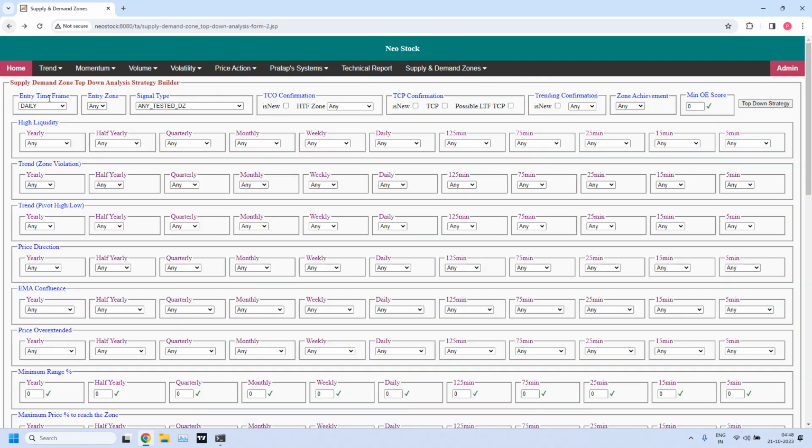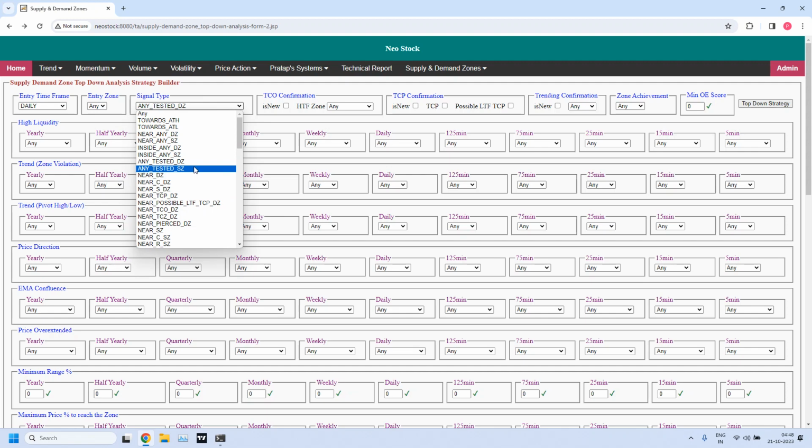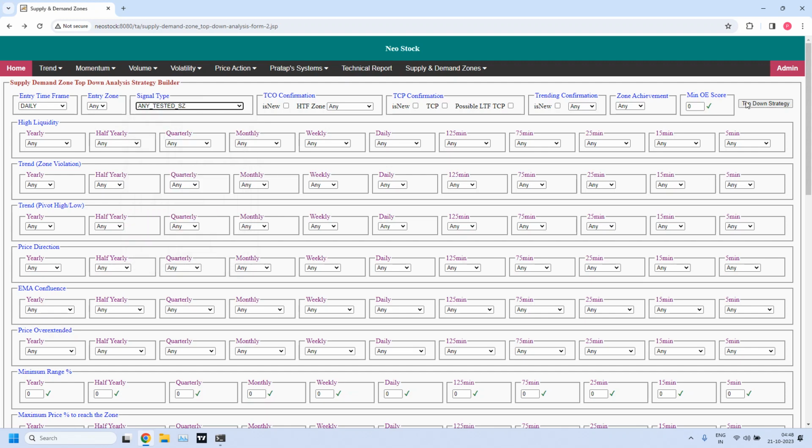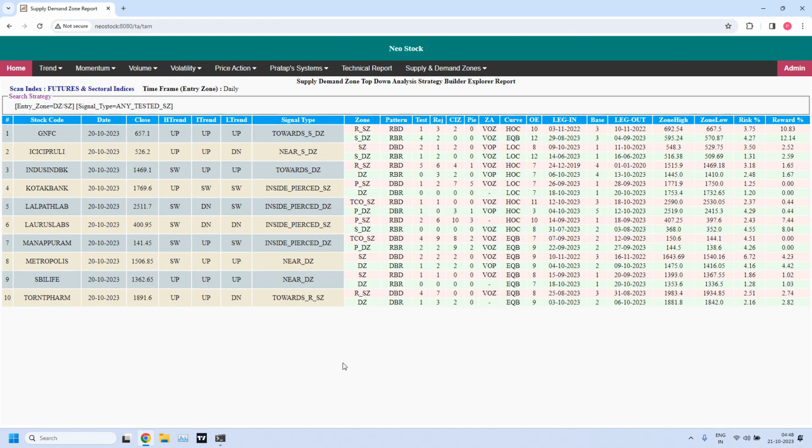So let's go back. Entry time frame daily. Let us find the stocks that tested the daily supply zone. Only 10 supply zones are tested.